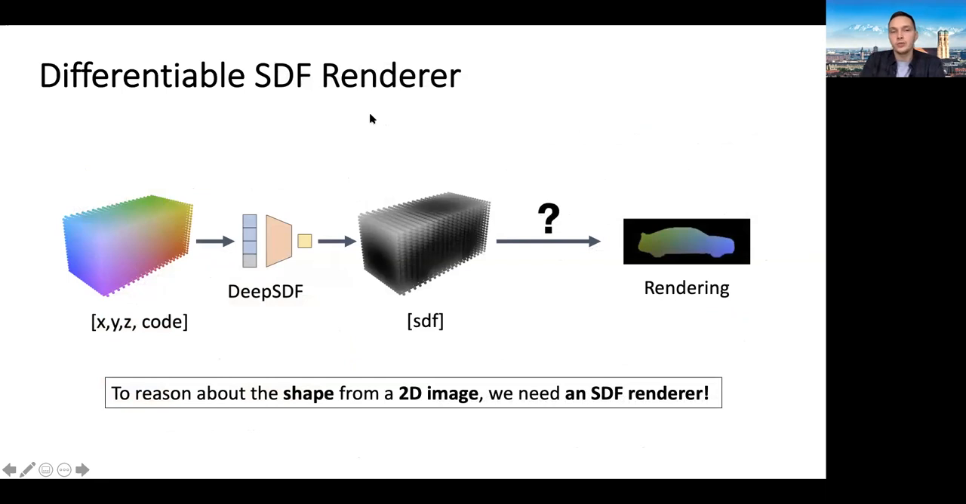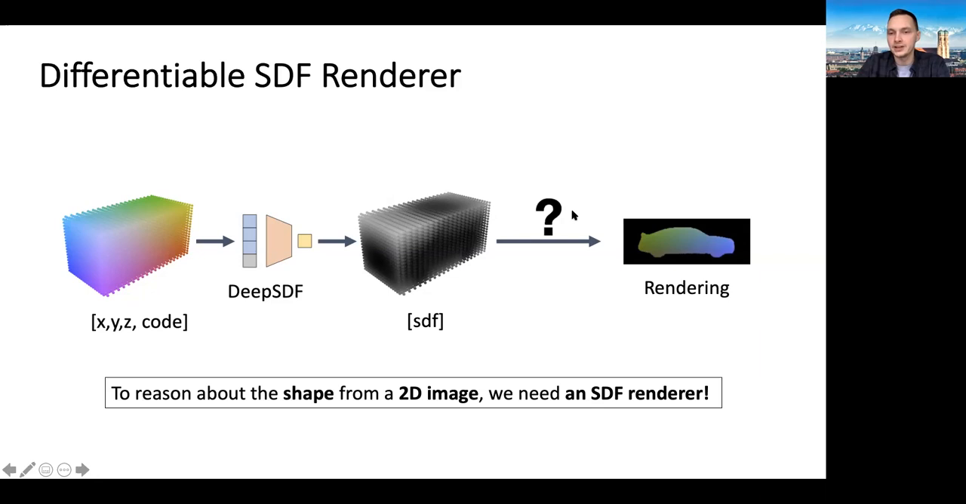So the second component is the differentiable SDF renderer. Now that we have the DeepSDF network, we can feed XYZ coordinates plus some latent code to it, and we get an SDF value for each of those points. Here you see the points, and the color means the location in 3D space. And here you see the output of this. You fed all this into the DeepSDF network, and you can see the car shape inside. The value is the distance to the closest surface.